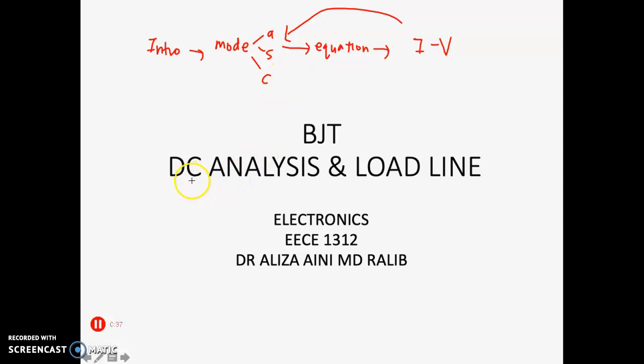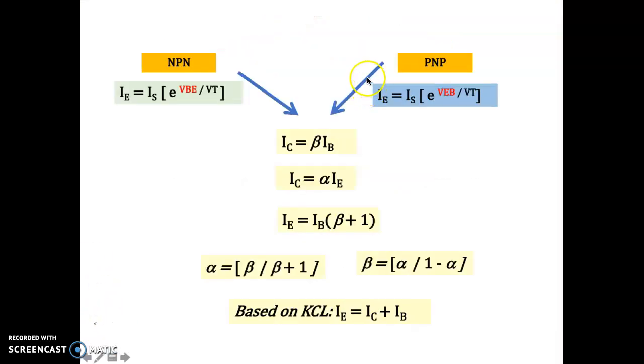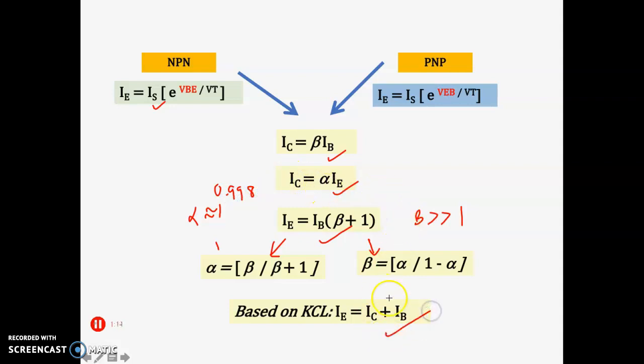Okay, now let's go to the mathematical part of the BJT where we will do DC analysis and we will do the load line. So we recall what you have learned about the basic equations. We have here the diode equation of IE, IC, beta IB, and the rest. From these three equations, you can derive the alpha and beta. Beta must be much larger than 1, and alpha must be almost 1, that is 0.998 or 0.999. So this is the third equation, IE equals IC plus IB.